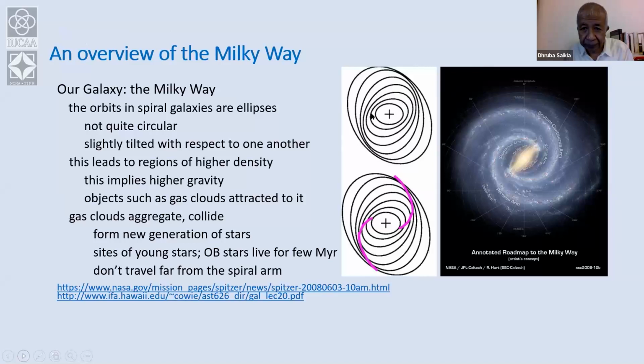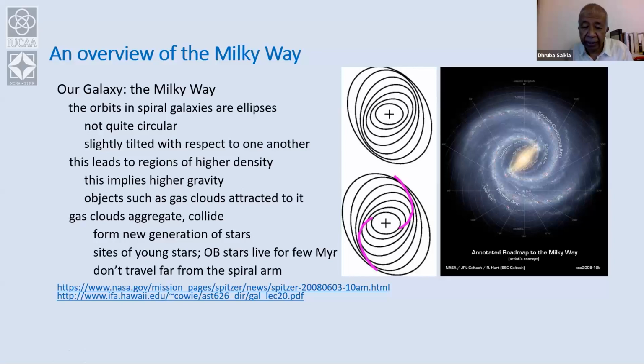And for example, if the orbits are ellipses which are slightly disturbed due to the potentials, then you can see that there is a slightly greater concentration over here than over here, leading to the creation of spiral arms. Regions of higher gravity attract objects such as gas clouds. Gas clouds aggregate, collide, form generations of stars, and they don't travel very far from the spiral arm.